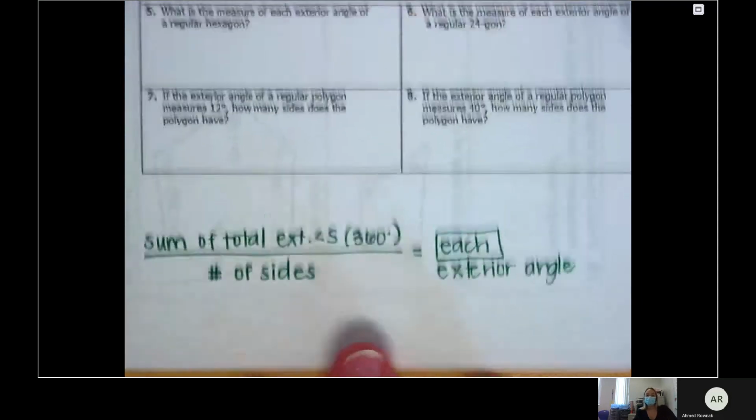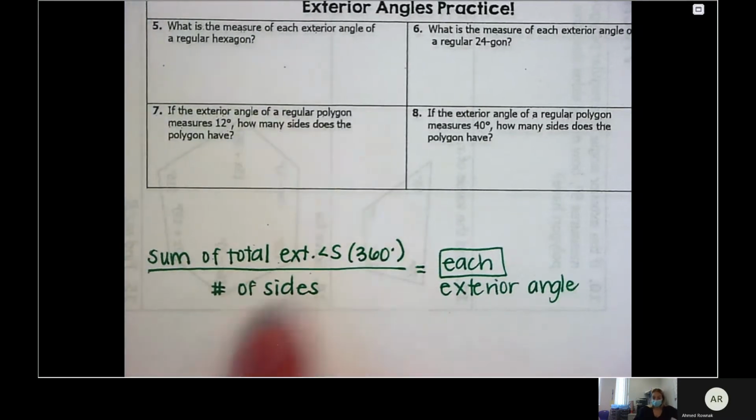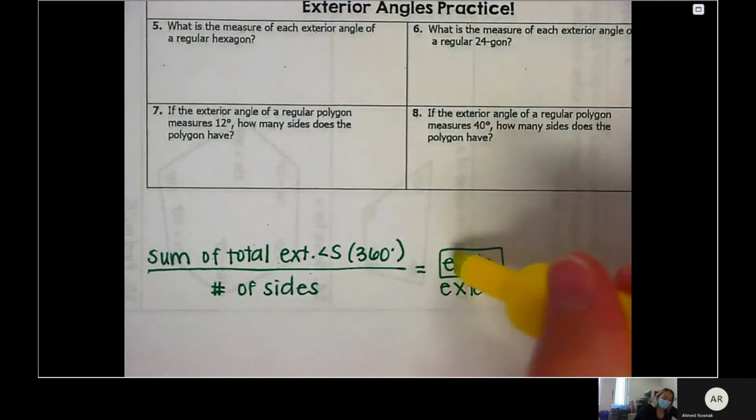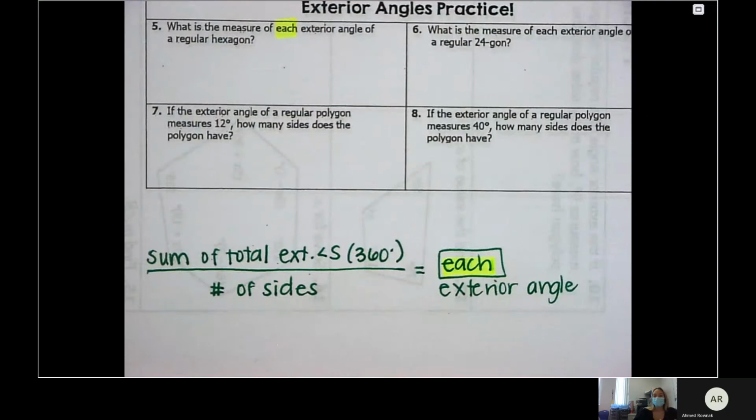So let's take a look at number 5. We're going to use this formula to answer 5 through 8. Number 5. What is the measure of each exterior angle of a regular hexagon? So we're going to take the sum of the total exterior angles, divide it by the number of sides, and that will give us the measure of each exterior angle.